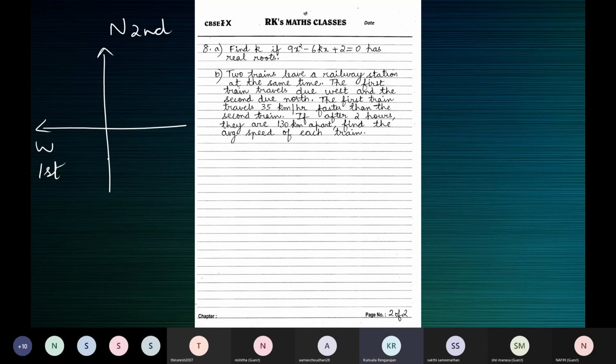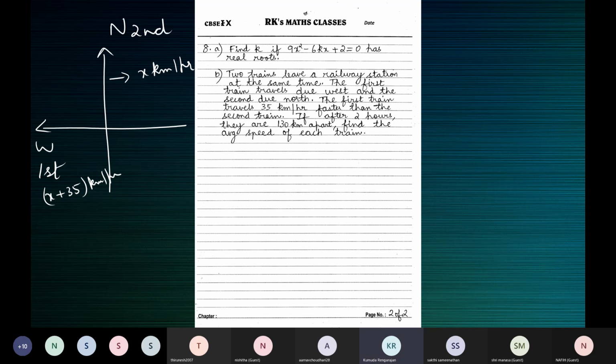The first train travels 35 kilometers per hour faster. So if the speed of the second train is x kilometer per hour, the speed of the first train is x plus 35 kilometer per hour, because the first one is 35 kilometers per hour faster than the second.